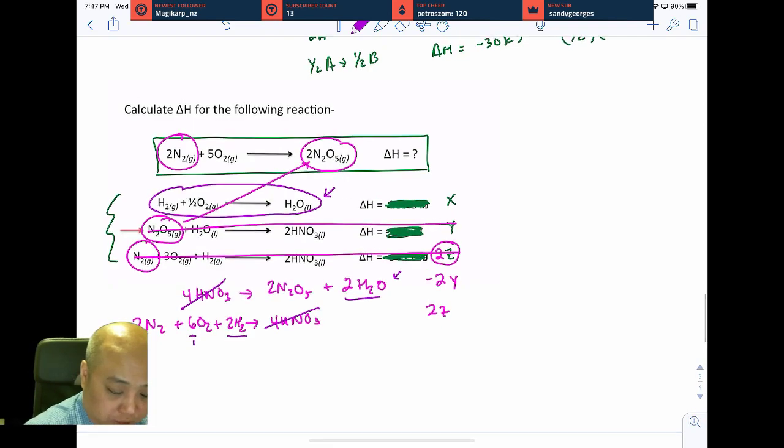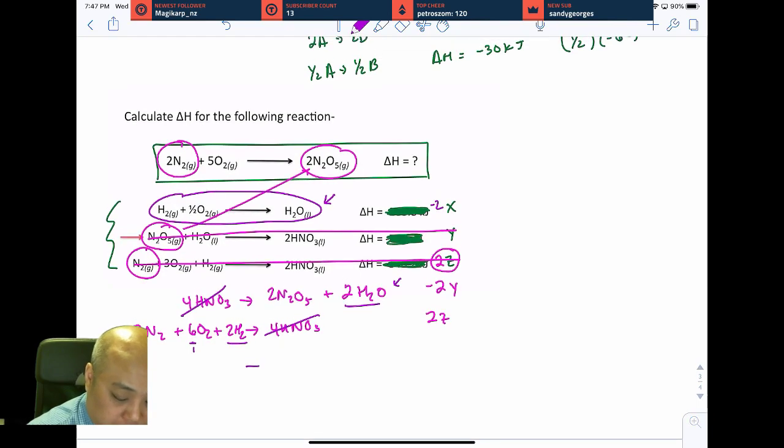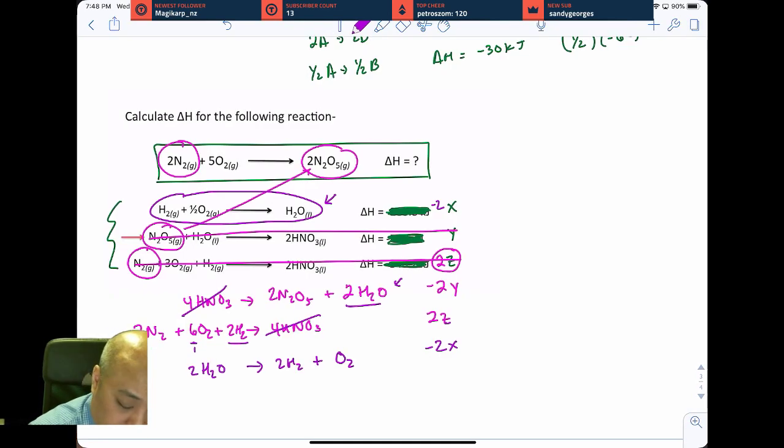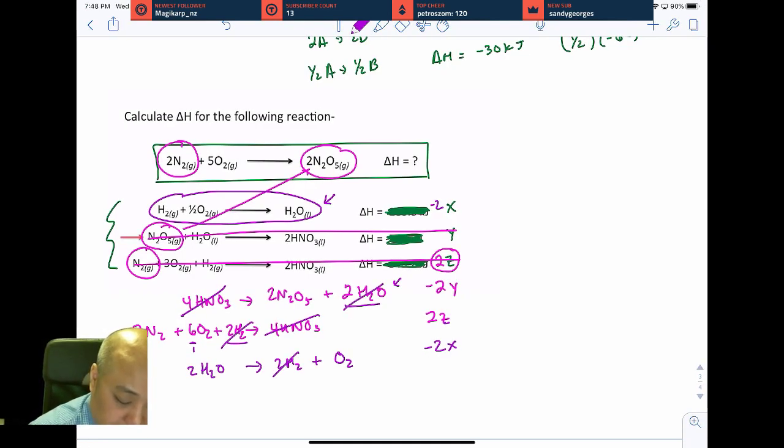So what you have to do is flip this and double it. So this is negative 2x. So I'm going to flip that and double it. So now this becomes 2H2O yields 2H2 plus O2. Okay, and that is represented by negative 2x. Okay, so now the 2 H2Os cancel, these 2 H2s cancel, and one of the O2s cancel. So now we're left with 2N2, 5O2, and 2N2O5. So that's your overall reaction, so you know it's right.